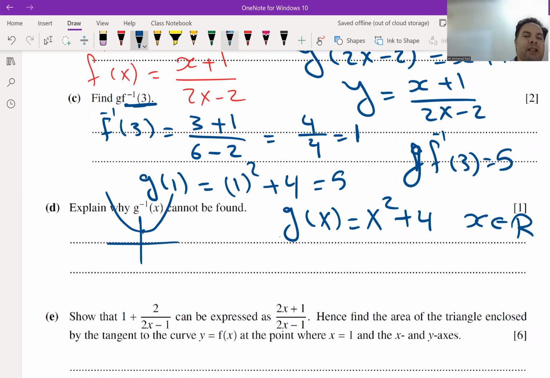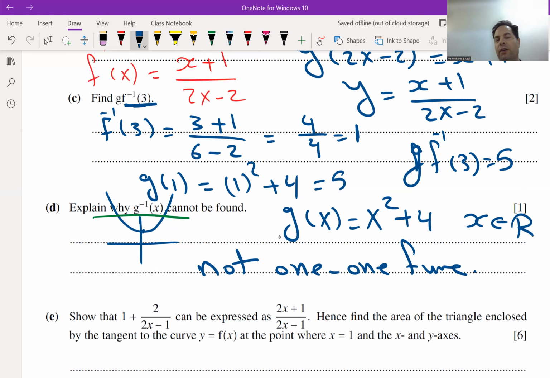This function is not one-to-one by using the horizontal line test. By drawing the line, there is more than 1 point. So this function has no inverse. He asked to explain why. Just write because it's not a one-to-one function. It's not a one-to-one function by using the horizontal line test.